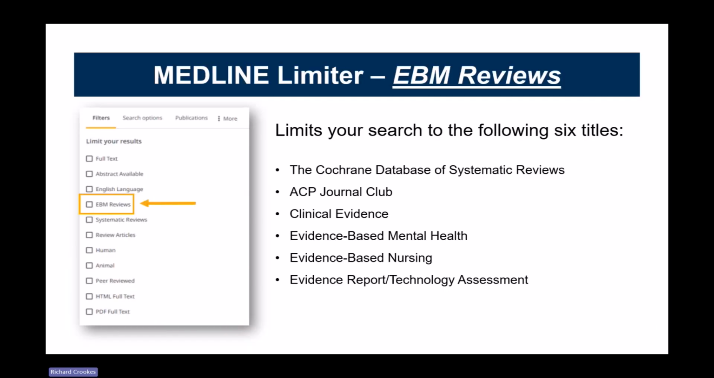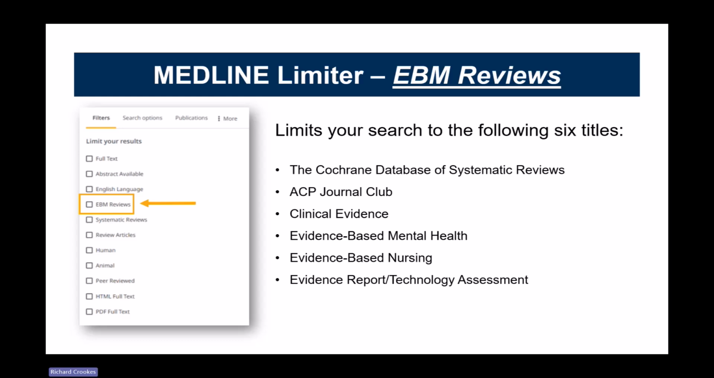A couple of things to know at the beginning before we get into some of the newer features is the application of previous filters, limiters that were there in the classic Medline, and some of you are still using it. We have the EBM reviews filter, which limits your results to the following 6 titles. So that is something which can be selected on the advanced search page. So it'll limit you to Cochrane reviews, for example, content in ACP Journal Club, clinical evidence, evidence-based mental health and nursing, and also evidence reports and technology assessments.